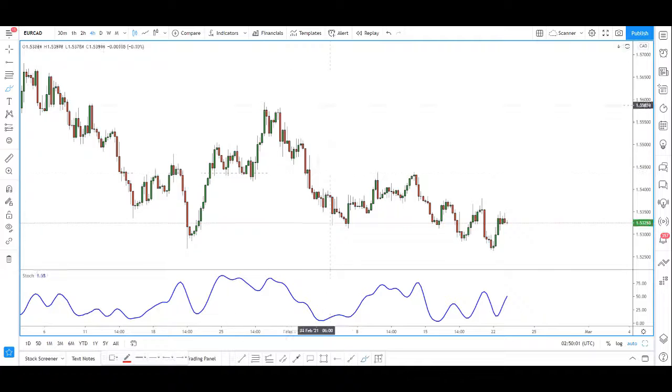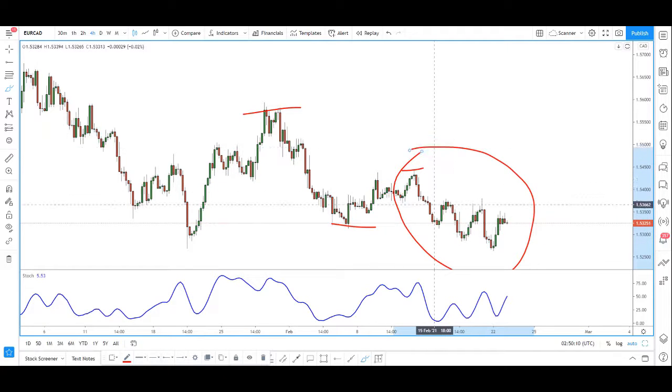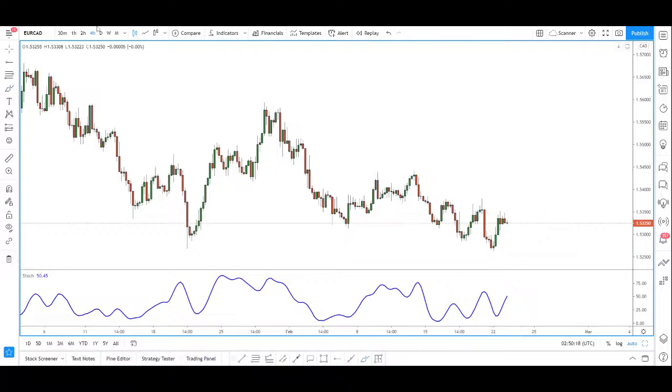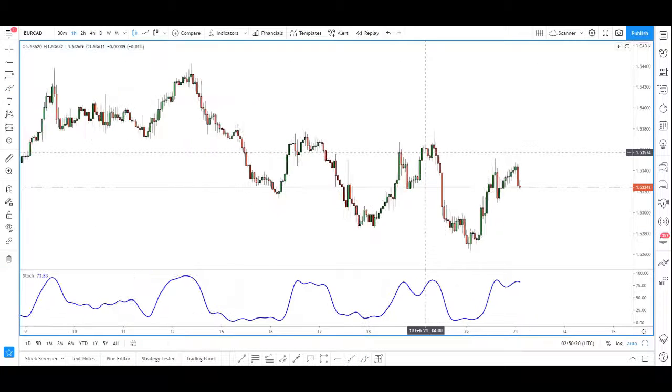On the 4 hours, we see that price has made a high, made a low, made a lower high, and within this structure, it has made a series of lower highs and lower lows. It's a very clear-cut intraday downtrend. So let's quickly go down to the 1 hour time frame.